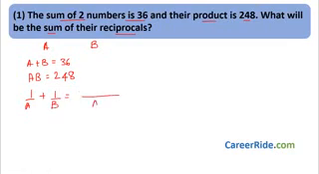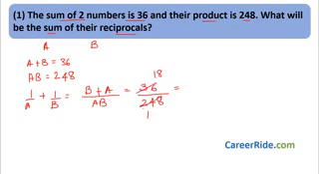What do we get? AB is the LCM, so you will have AB in the denominator, and in the numerator A plus B, which is nothing but the sum of the two numbers. So we will have 36 divided by 248. That would be 2 into 18 over 2 into 124, then 9 over 62. So the sum of their reciprocals is 9 by 62. See how easy these problems are. If you pay attention to the question, you can easily solve these sums.